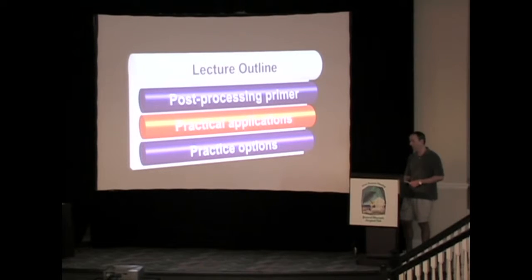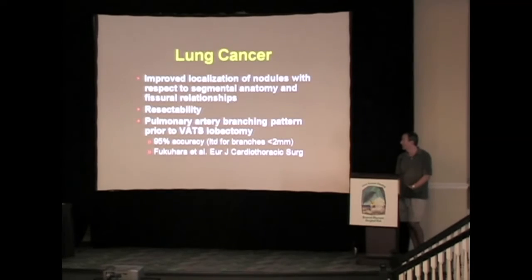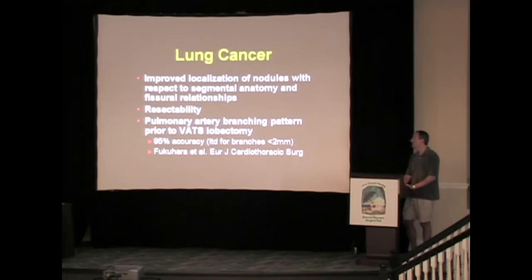Practical applications I'll go through now, trying to give you a sense of how these different types of CT techniques can be helpful to you as thoracic surgeons. One certainly important topic would be lung cancer. And certainly we can improve localization of nodules with respect to their segmental location, their fissural relationships for when you're doing VATS procedures. We can help in terms of deciding resectability of central tumors.